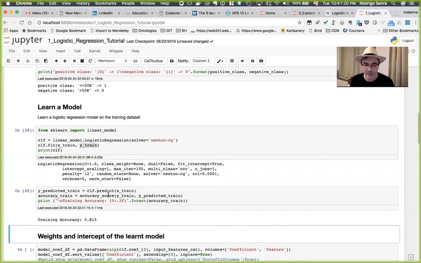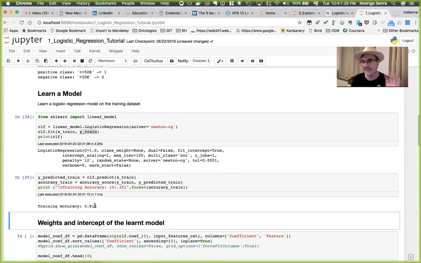So we evaluate the accuracy of our crystal ball over the training data. So over the training data, we have 81% accuracy. That means if 10 people ask questions to our crystal ball, 8 of them will get it right. And for 2 of them, we'll get it wrong.